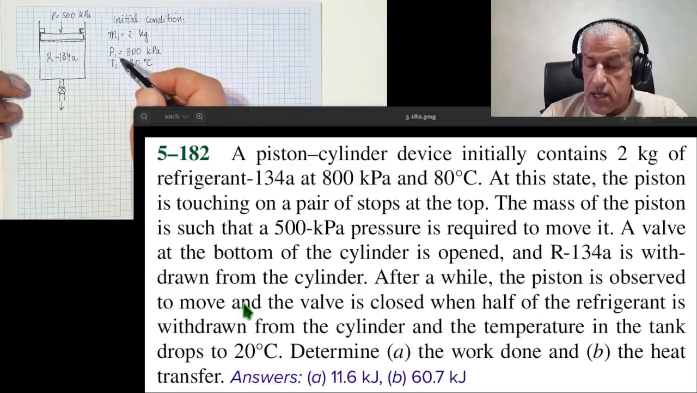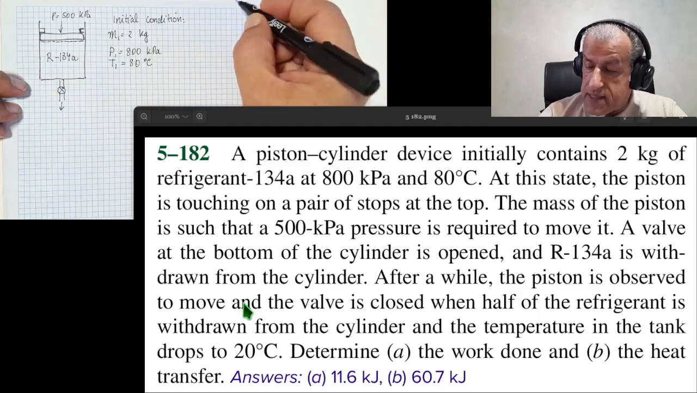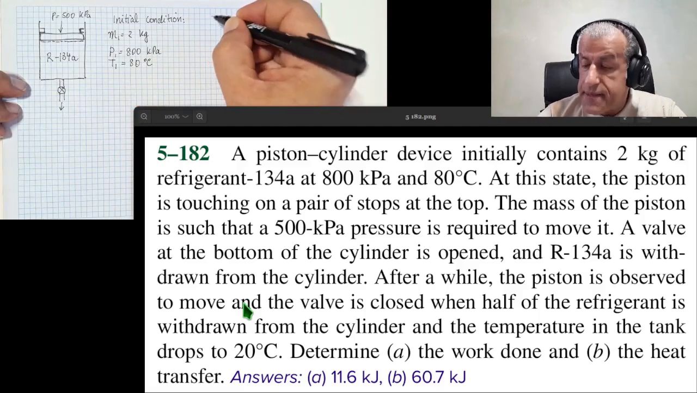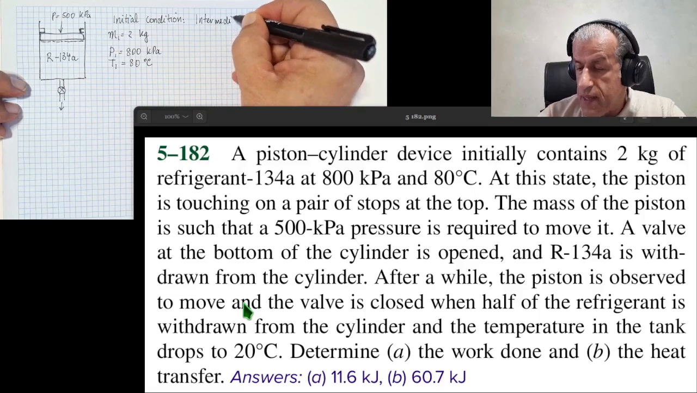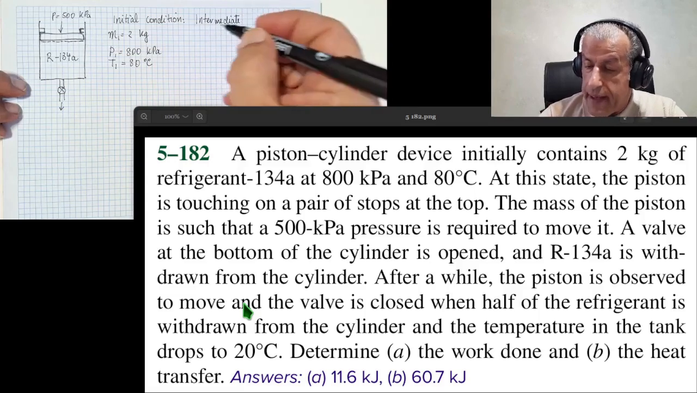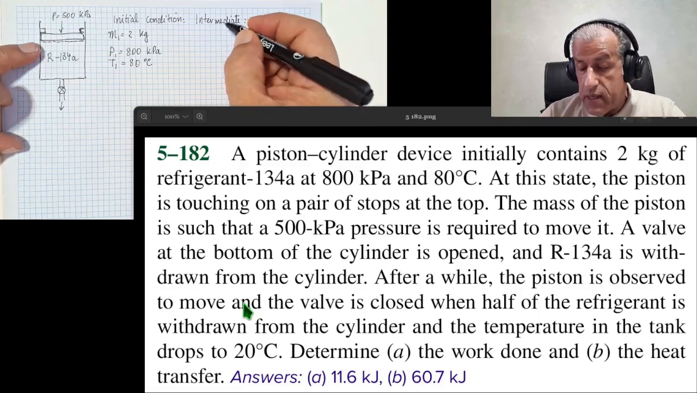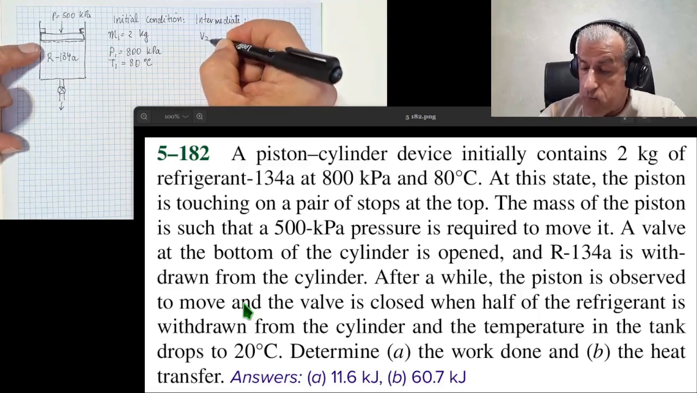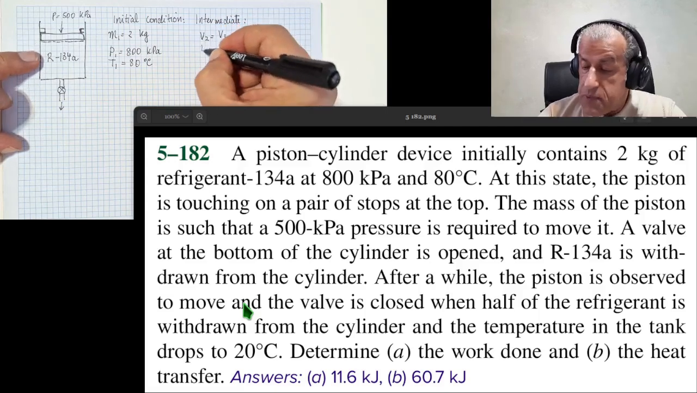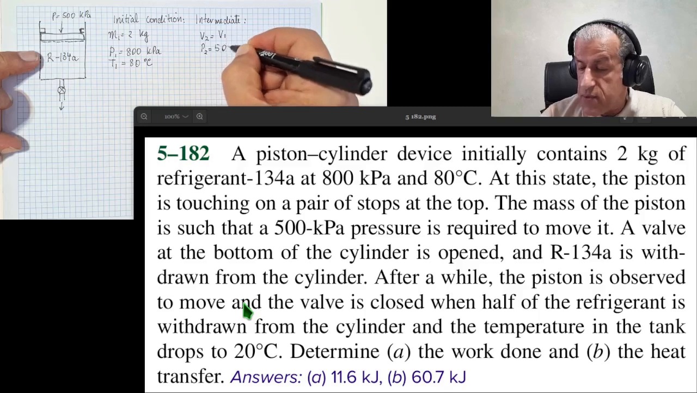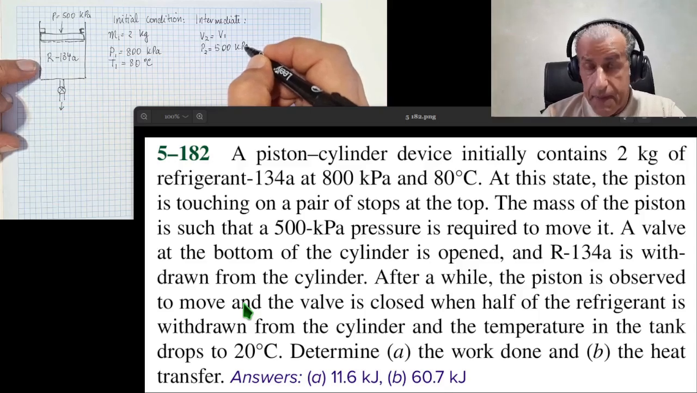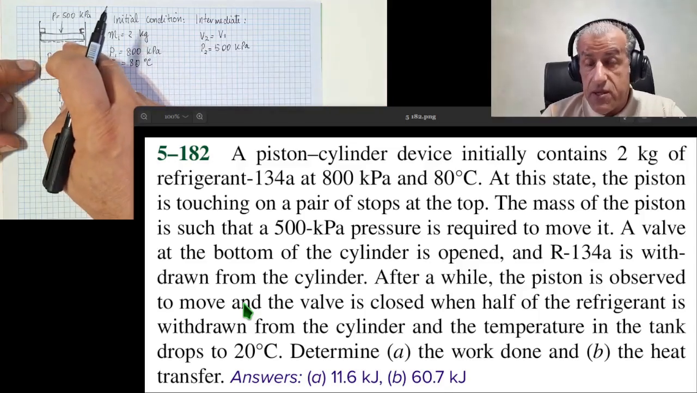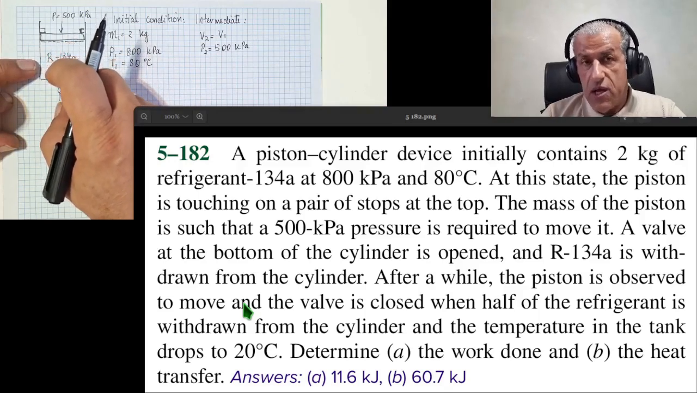So there is initial condition one. There is the intermediate condition, let's call it intermediate, and what that is when V2 equals V1, P2 equals 500 kilopascal, and just after this time, the piston will start moving down.